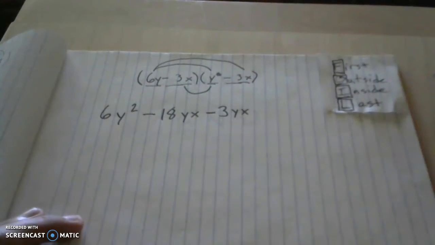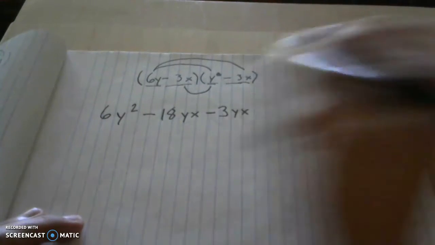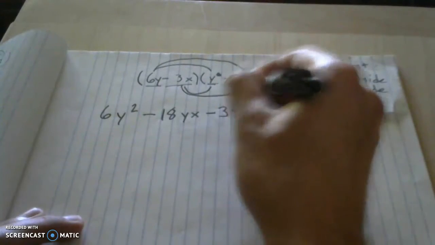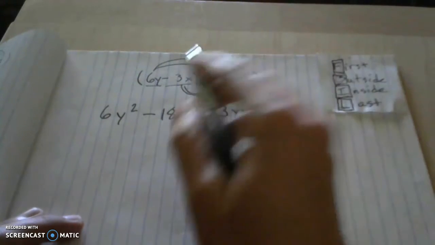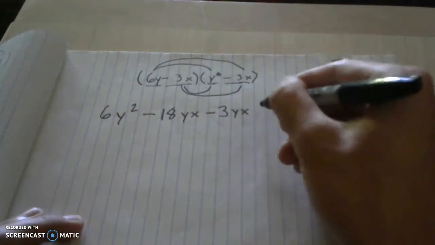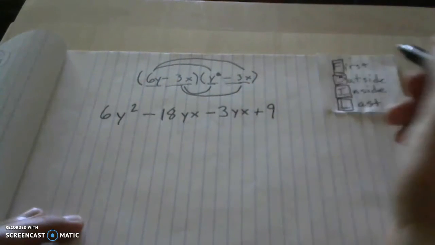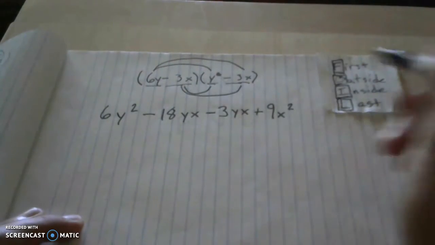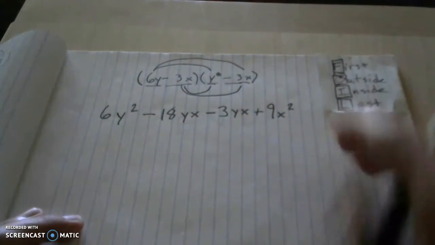So then you would take the last terms, and it'd be negative 3x times a negative 3y, and when you multiply negative 3 and negative 3, you get a positive number, in this case, positive 9x squared, because we have two x's that we're multiplying together, so it's x squared.